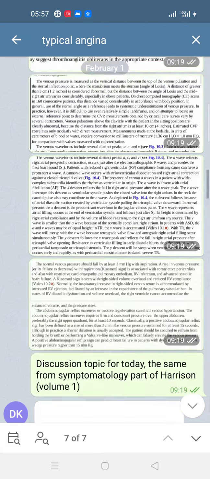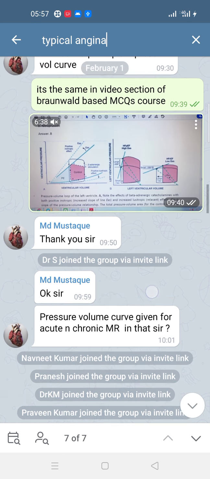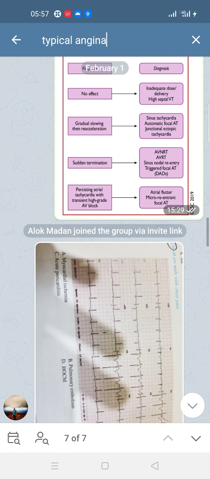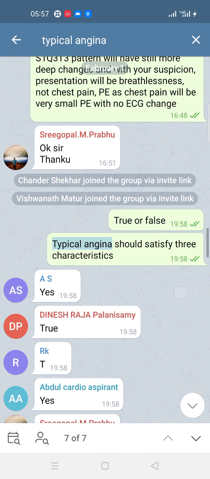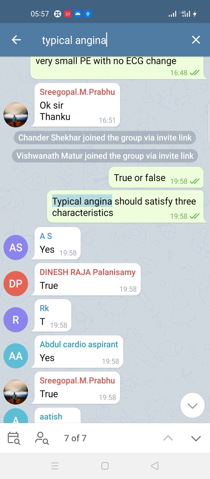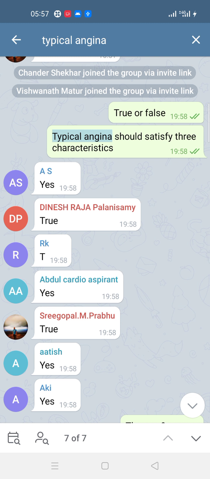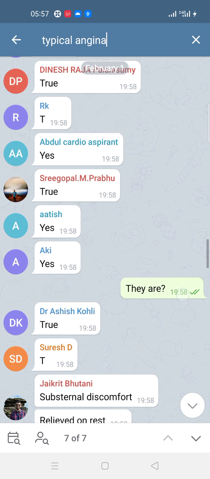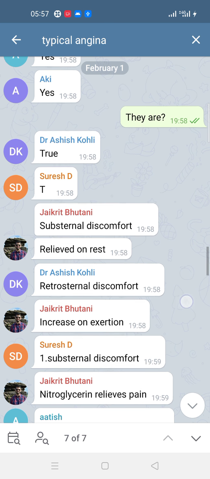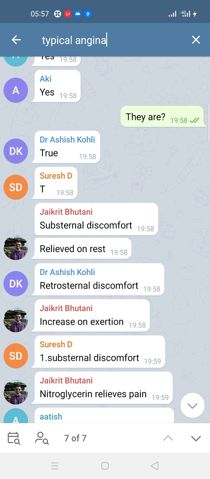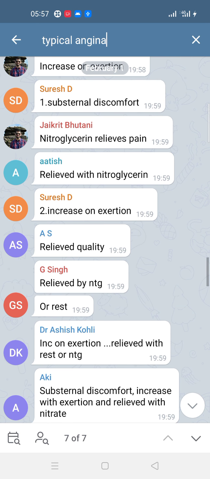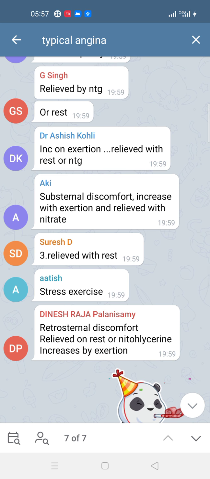And now we come to the usual discussion. So after all these things we have discussed in the evening, most probably on February 1st we started it. So this is the February 1st discussion. True or false, typical angina should satisfy 3 characters. So many have said yes, obviously this has to satisfy 3 characters. That is, one is substernal or retrosternal discomfort, it should relieve on rest or nitroglycerin. That is what is given. So this is how the discussion will go on.